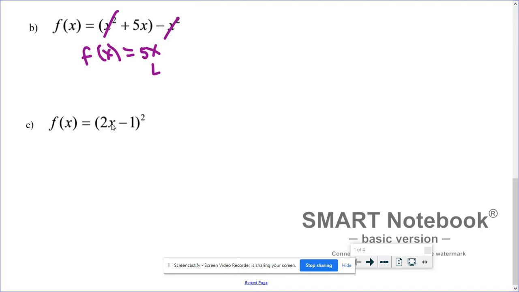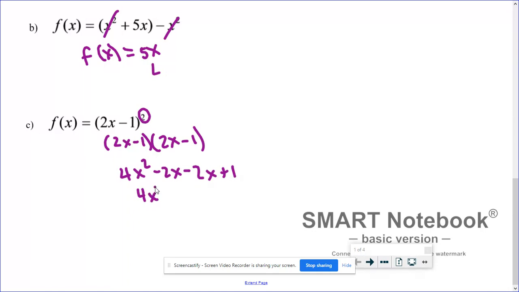2x minus 1 squared looks linear because you've got the 2x in there. But remember, if you are squaring a binomial, what that really means is 2x minus 1 times 2x minus 1. But to get this in standard form, you would FOIL this together. 2x times 2x is 4x squared. 2x times -1 is negative 2x. Negative 1 times 2x is negative 2x. Negative 1 times -1 is positive 1. Again, combine like terms. So the two middle would combine to negative 4x. And you have f of x is equal to 4x squared minus 4x plus 1.